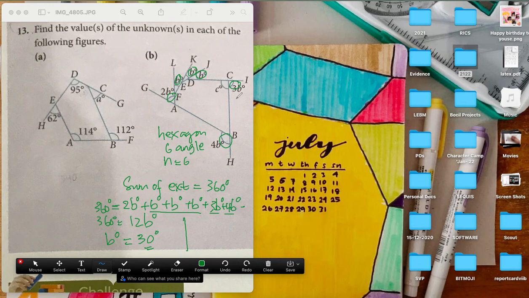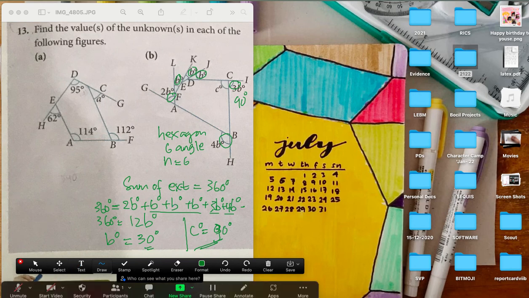So then 3B is going to be 90 degrees, right? So then C will be supplement to 90. So C will also be 90 degrees. That's the value of B, that's the value of C. Right, next.